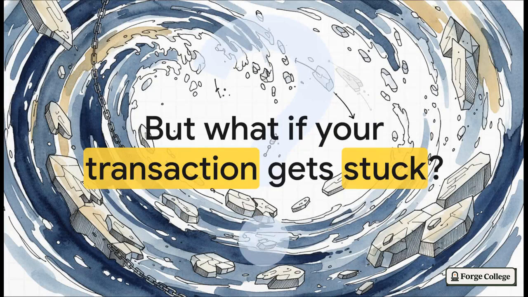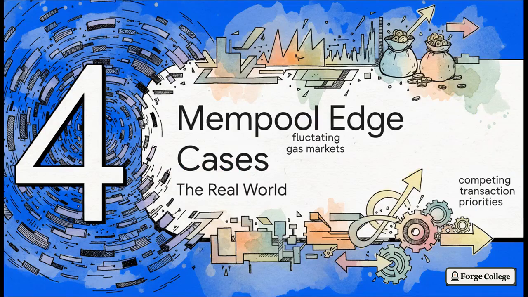Okay, so that is the pristine white paper theory of how Ethereum state works. But let's inject a little tension into our lesson here. What if your transaction actually gets stuck out there? What happens when we take this strict mathematical model and throw it into the turbulent, highly unpredictable waters of the real-world network? That brings us to part 4, mempool edge cases.